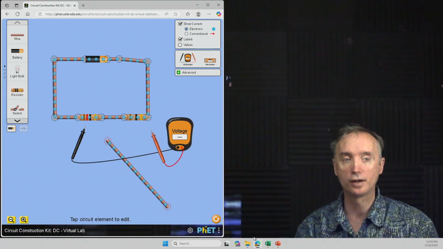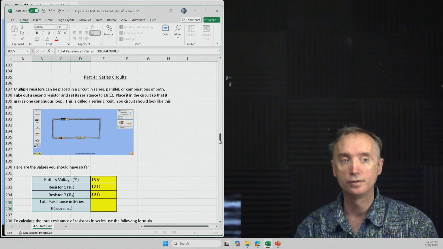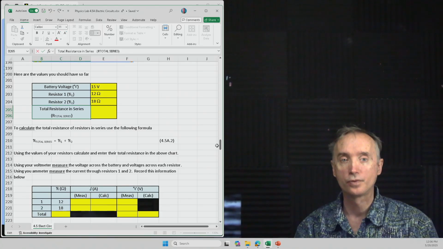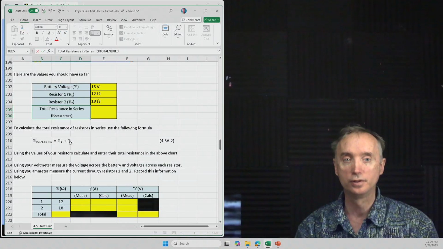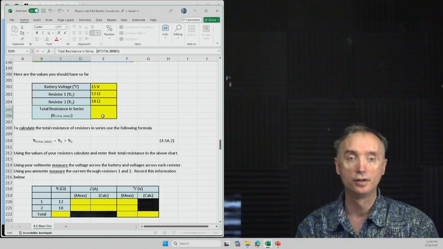Okay, got that? So let's go back to the lab here, and we need to find the total resistance in series. Now, in order to do that, we're going to use this formula here. When two resistors are in series, you just add the resistances. So you've got resistor 1 and resistor 2, and you add them together, and whatever that number is, put that right here. That's going to be your total resistance.